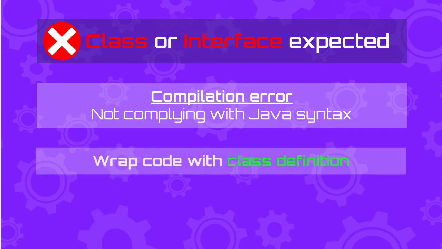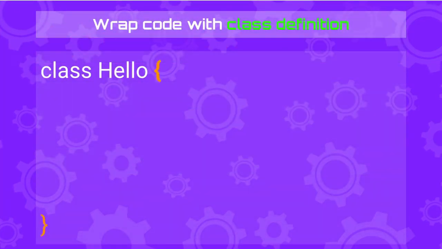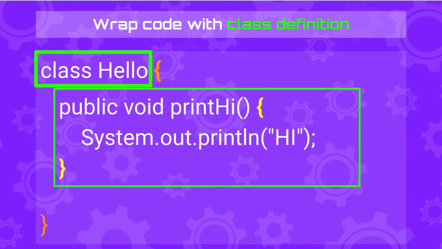One of the Java rules is that any piece of code should be wrapped by a class definition. So here is an example. We have here the class hello. Then any code you want to write should go inside the curly brackets, which means the code is part of the class hello. Remember, in Java, all functions or any code you write should be inside the class. You can also place your code inside an interface or an enum. And the idea is the same, the code should be inside the curly brackets.